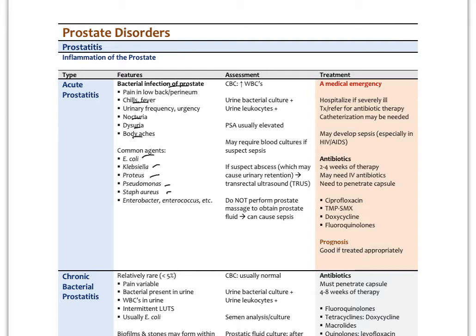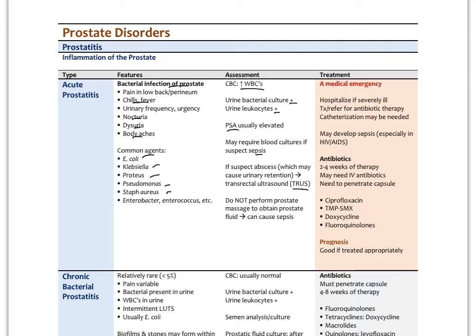We're going to see on a CBC usually increased white cell counts. The urinary bacterial cultures will be positive. Urine leukocytes will be positive on dipstick. PSA is going to be elevated usually. And this might actually require blood cultures if a patient really looks septic and sepsis is suspected. If there's an abscess which can form, that can cause acute urinary retention. That's usually diagnosed with the transrectal ultrasound, the TRUS.